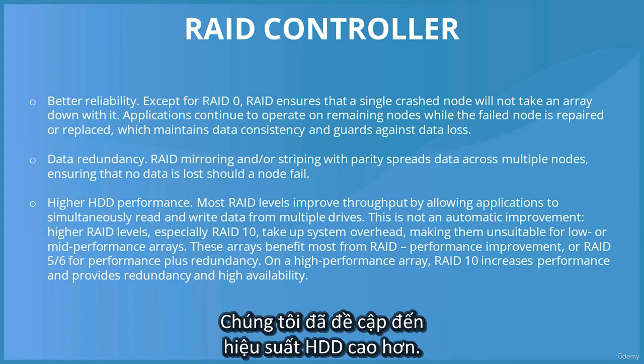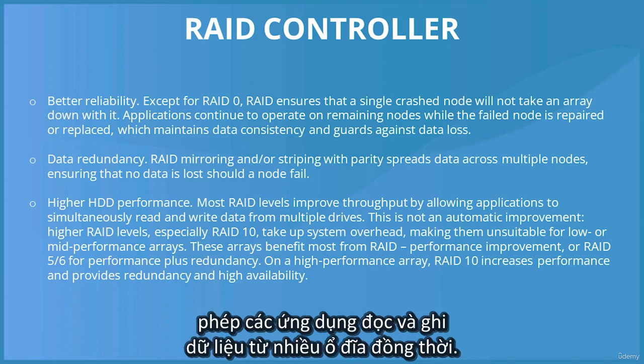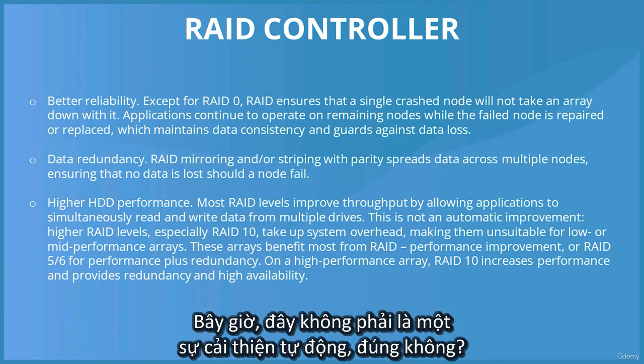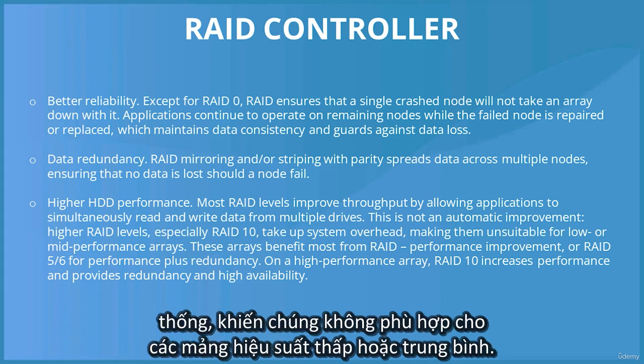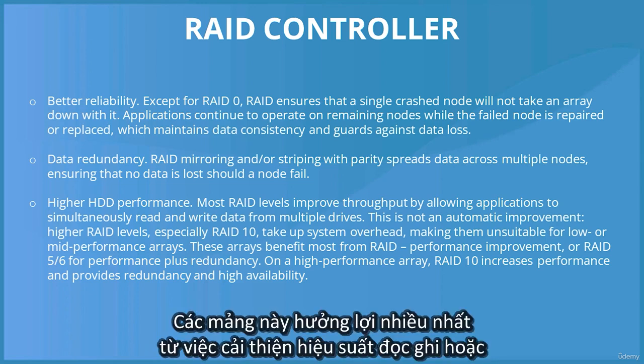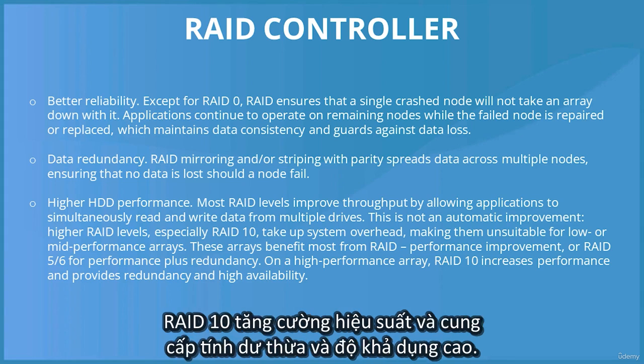We mentioned higher HDD performance, but most RAID levels improve throughput by allowing applications to simultaneously read and write data from multiple drives. Now, this is not an automatic improvement, right? Higher RAID levels, especially RAID 10, take up system overhead, making them unsuitable for low or mid-performance arrays. These arrays benefit most from RAID 0 for performance improvement, or RAID 5/6 for performance plus redundancy. On a high-performance array, RAID 10 increases performance and provides redundancy and high availability.